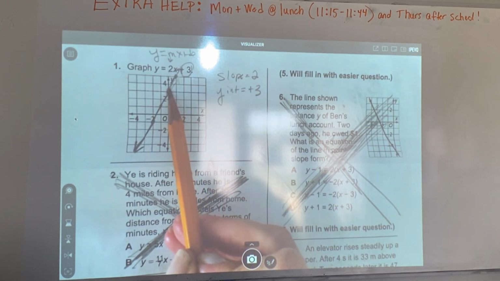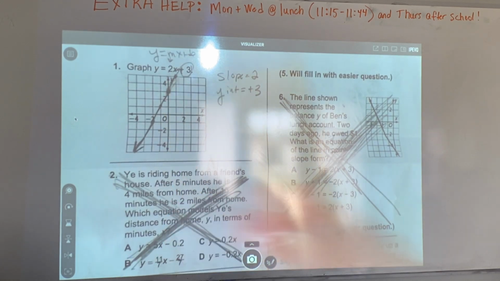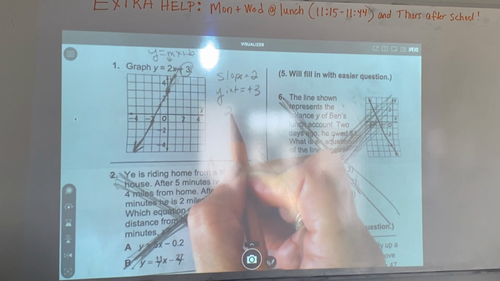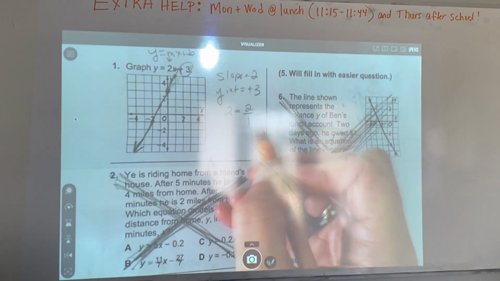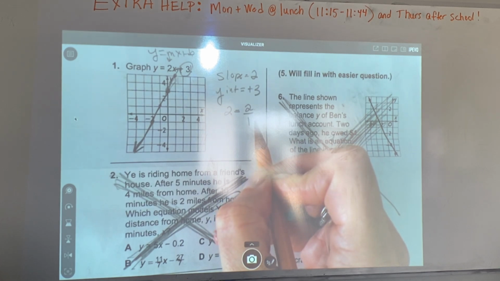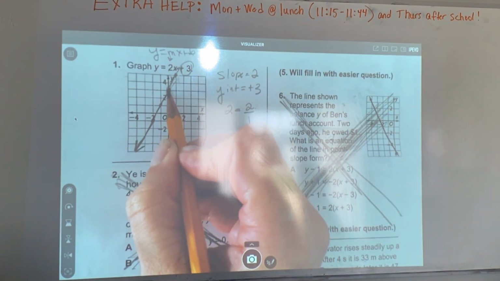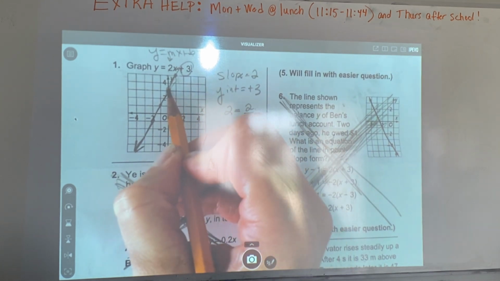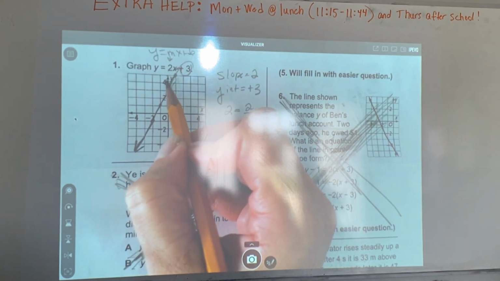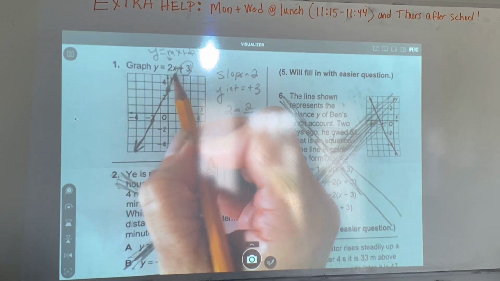Then when you do your slope, you just go up 2 and over 1, because if the slope is a whole number, 2 is the same thing as 2 over 1. The 2 is your rise, the 1 is your run. So when you have your point from your y-intercept here, you go rise 2, 1, 2, and then over 1.